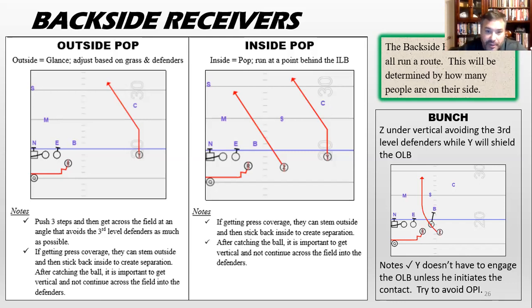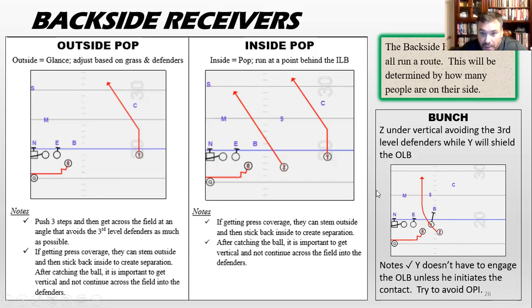On inside pop, so now we're here. This guy, he's going to run inside pop. Same thing. If he gets press coverage, he can stem outside, get back in. But we talked about him getting to a point right behind the backers, finding grass. And see, that safety's a problem, because if he moves over and then comes back on the pass, he can get there. So if he can catch the ball in there and get vertical, that could be a good crease for you.